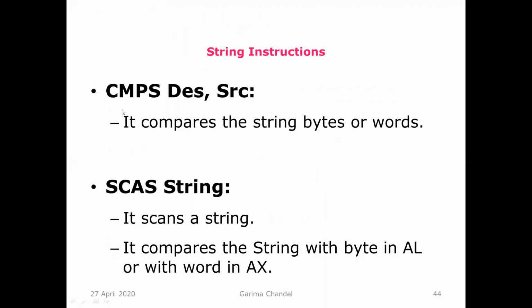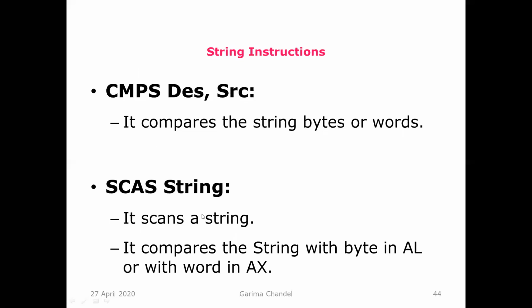This is the example CMPS destination, source. This is the format in which this instruction should be written. It compares the string byte or word. CMPS is for comparing the string. In comparison, we get the result in the form of flags. The status of the flags depends on whether the two numbers are greater, equal or less than.